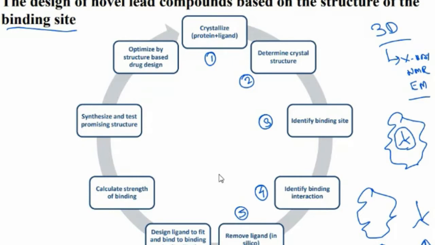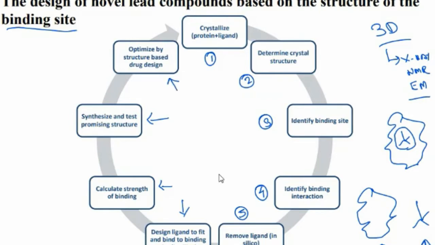The next step is that, based on the known information we have so far, we have to design the ligand molecule to fit inside the binding site. Then we have to calculate the binding strength of the newly designed ligand molecule. Then we have to check the synthetic feasibility of the designed molecule. Since that molecule does not exist, it is going to be a very novel molecule, so we have to check whether it can be synthesized or not. Once it can be synthesized, we have to evaluate the molecule using in vitro and in vivo studies.